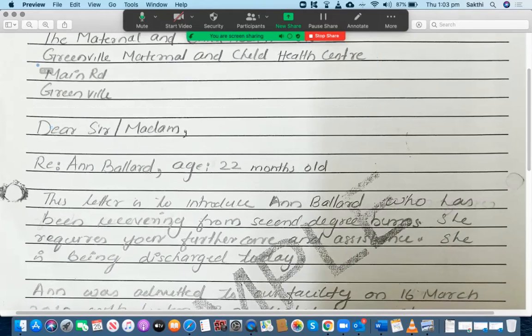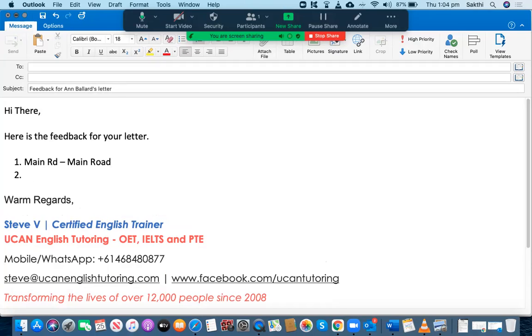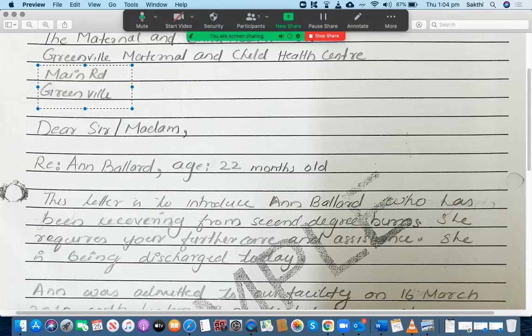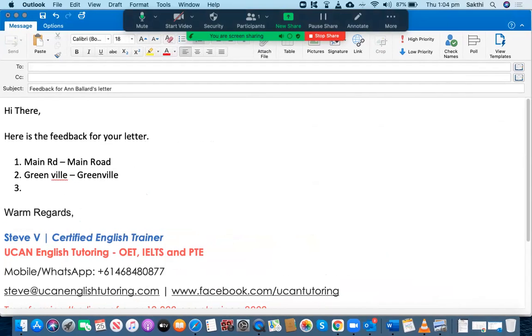Instead of writing main road, she could have written on main road in full. If they haven't mentioned, it's better to expand it. So instead of writing main road, she could have written down main and then road. That must be capital R. Good. But if they have mentioned only this one, Greenville is one word only. Don't give space here. The way you have written it seems to have two words, so it's better to write it without any gap in between them.